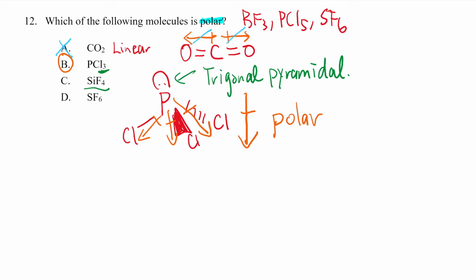SiF4 is a tetrahedral shape. So it will look like this: Si, F, F, F, F. Now there's a common misconception that if it's tetrahedral, then it's going to be non-polar. There are some exceptions, like trichloromethane, CHCl3. That's another tetrahedral structure that's quite commonly asked in the past papers, but that one is actually polar.